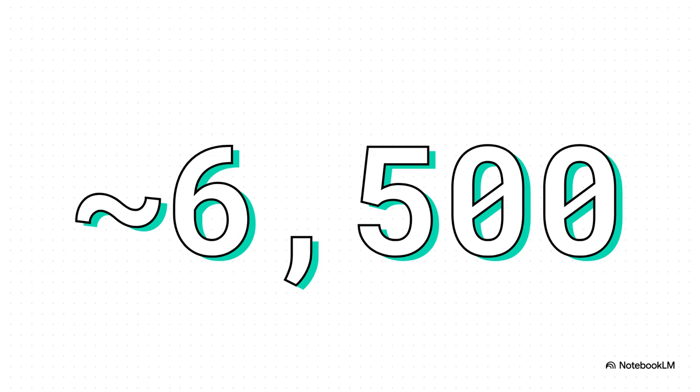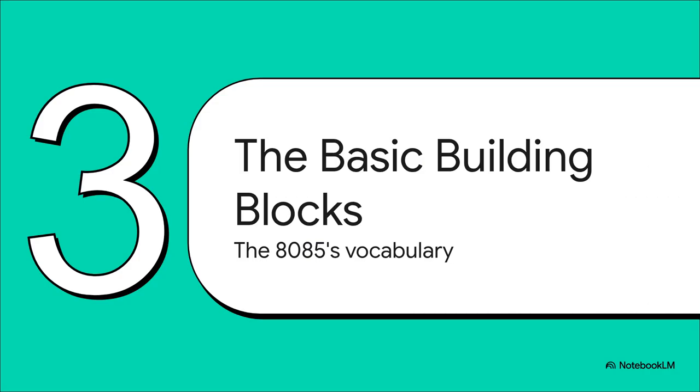And just to put that simplicity into perspective, get a load of this number. The Intel 8085 was built with around 6,500 transistors. That's it. Now burn that number into your brain, because we're going to come back to it later. And trust me, the comparison is absolutely going to blow your mind. All right, let's get into the nitty-gritty. Let's look at the basic building blocks, the actual vocabulary of the 8085.